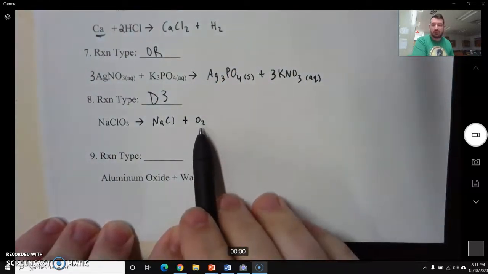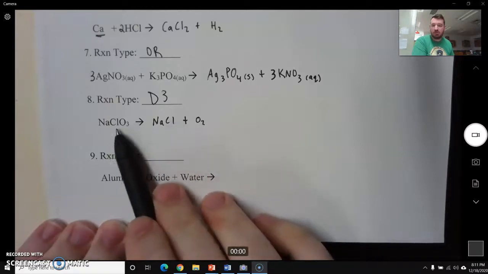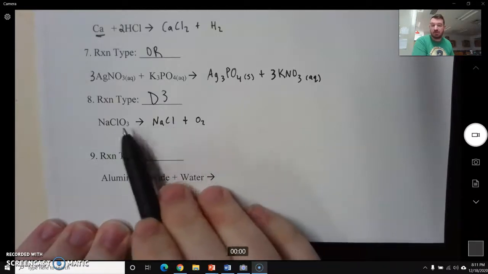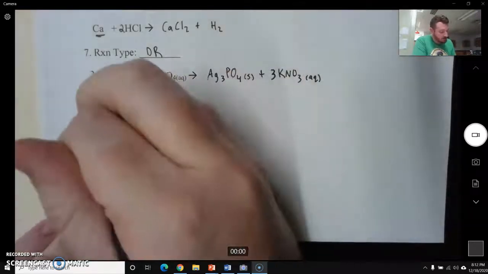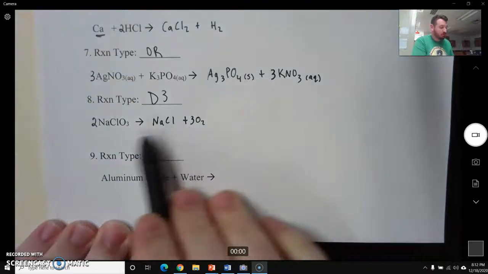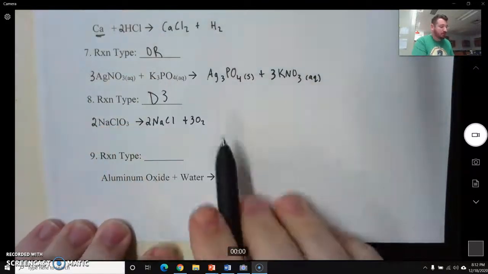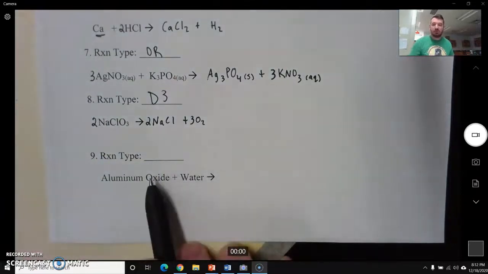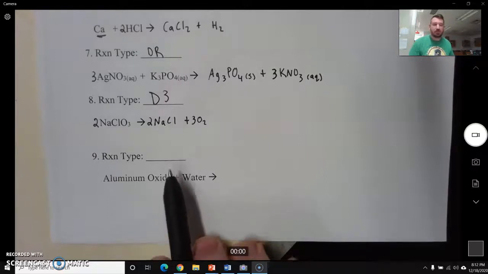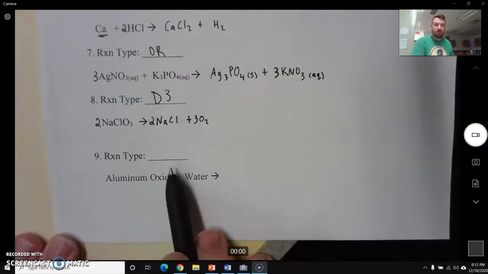Alrighty. And if we look at these to get them balanced, I see I have one sodium, one chlorine, 3 oxygens, and 2 oxygens. So I want to get them both to 6. Which means I need to correct my sodiums and chlorides by putting a 2 in front of the NaCl. Alrighty. All right, we're ready to start number 9. So if you want to click the pause button and do number 9, I will wait for you.